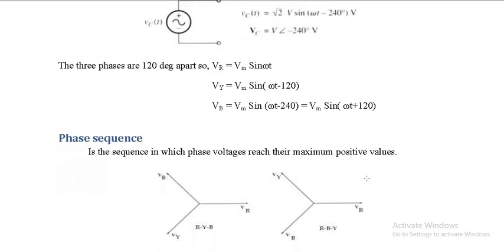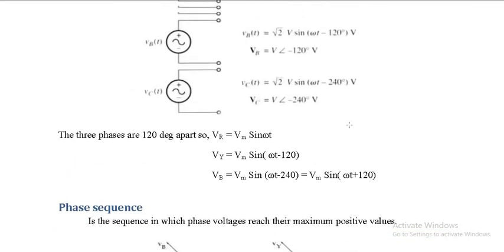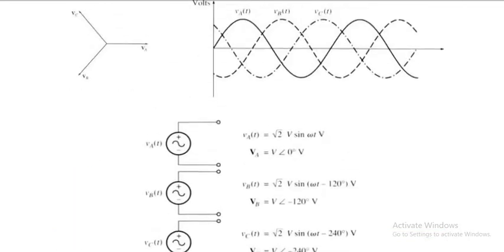Okay, there is something called phase sequence. The sequence in which the phase voltages reach their maximum positive values is what is called phase sequence. You can also define it in terms of the starting. So you can see this is the first phase which is starting, then the second phase is starting, and then this is the third phase. So here the sequence is A, B, C, right? A is reaching maximum first, then B is reaching maximum, and then C is reaching maximum.